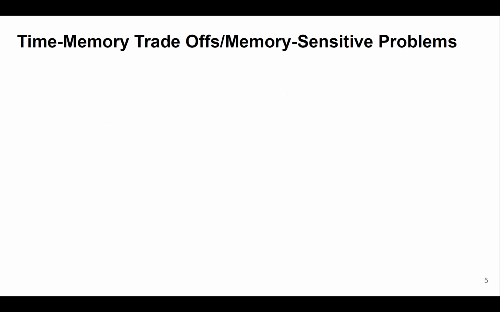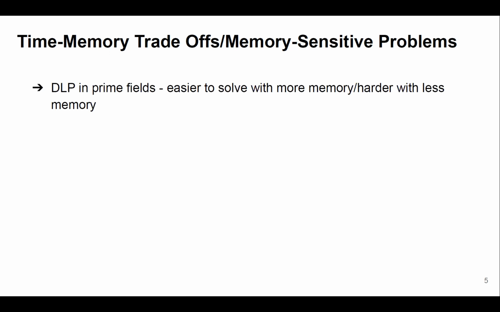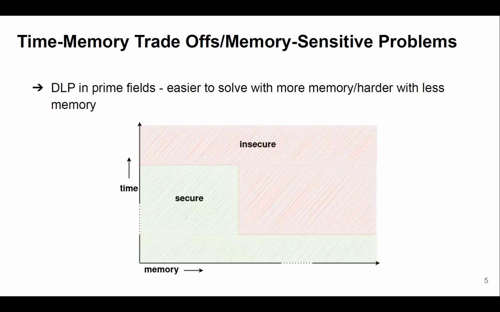Specifically in our work, we consider, as we pointed out earlier, the most commonly considered resource, which is computational time. And in our work, we also consider memory. This is important specifically for memory-sensitive problems or problems that are believed to be easier to solve with more memory. A concrete example is the discrete logarithm problem in prime fields. Here is a memory-time plot for the discrete log problem in prime fields, where the time and memory are in log scale.